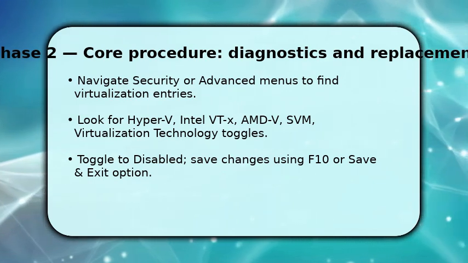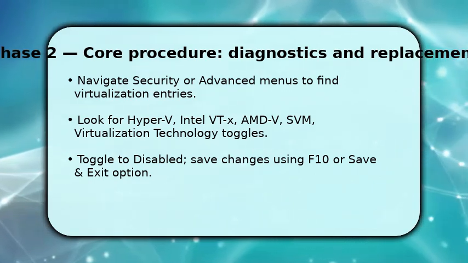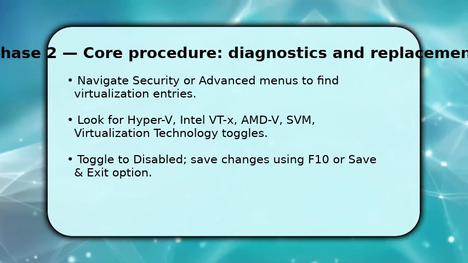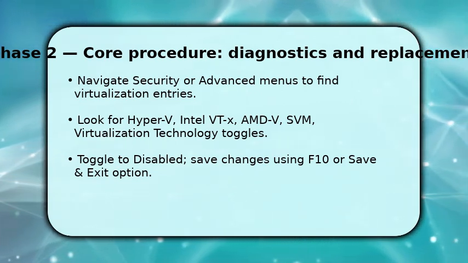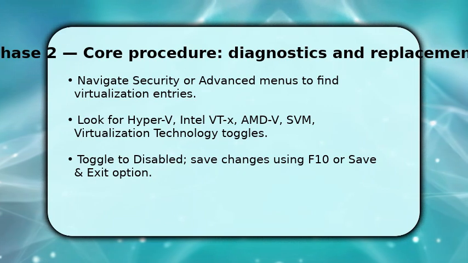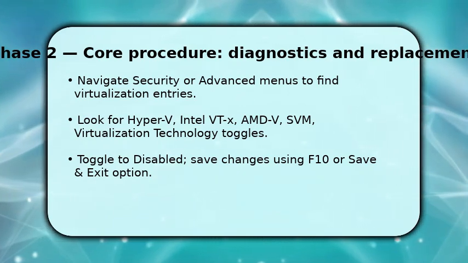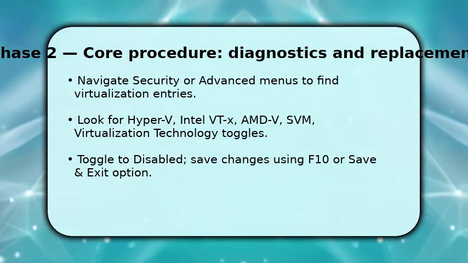Change the setting to Disabled, then make sure to select Save Changes, often F10 or Save and Exit, so the firmware writes the new state. You must reboot into Windows to let the change take effect, and for other hypervisors to work.